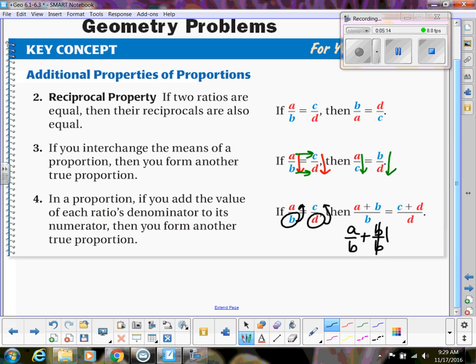So then over here, if I have c over d plus d over d, again, d over d, that's just another way of saying plus 1. So all we've done when we did this property is we just added 1 to both sides, and we already know that we can do that. That's the addition property.